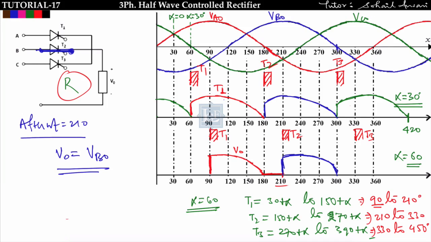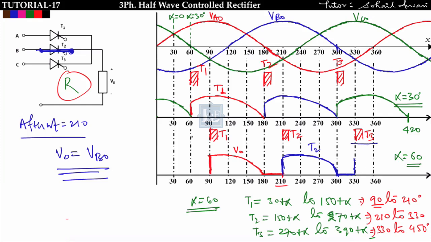See, at omega t is equal to 300, Vb0 is equal to 0, and after that Vb0 is negative. And we know that for R load, output voltage can never be negative, so T2 will conduct only till 300. After that, the output voltage will become 0 till the next thyristor is not triggered, and I'm triggering the thyristor T3 at omega t is equal to 330.